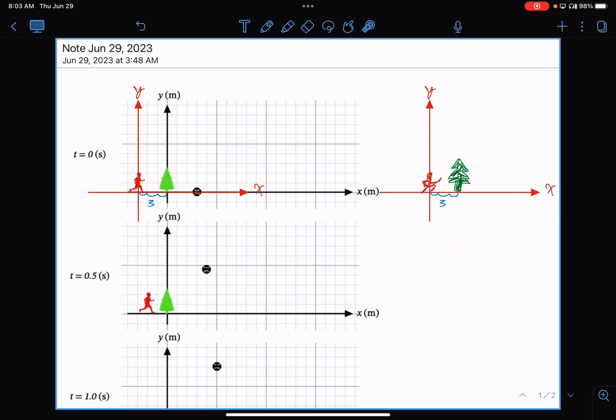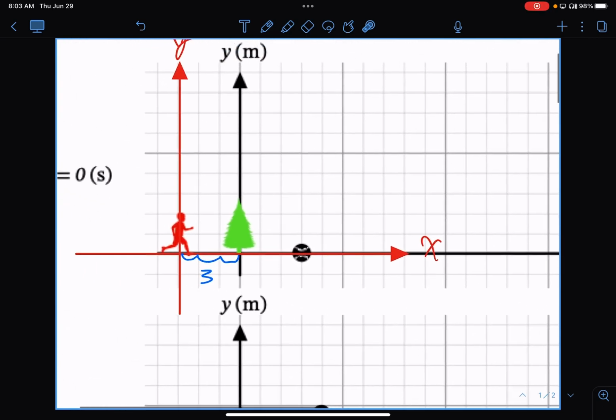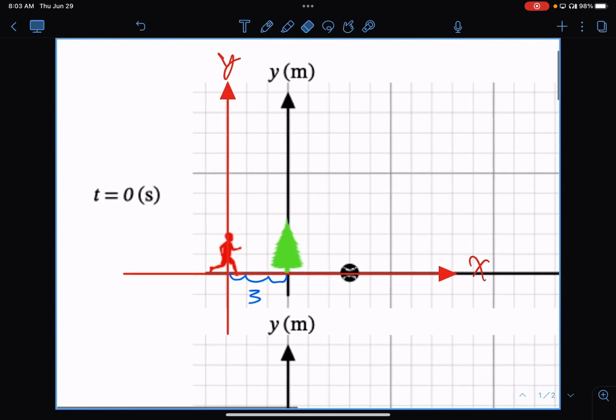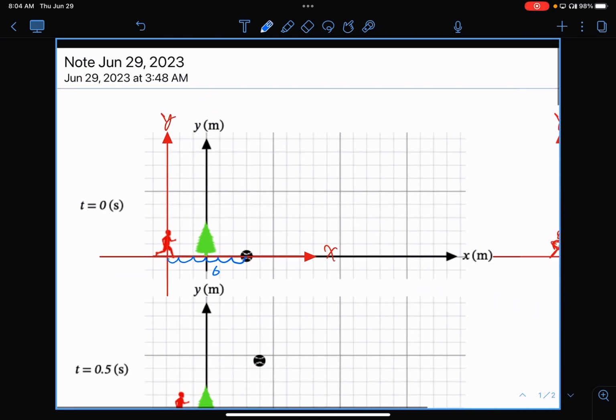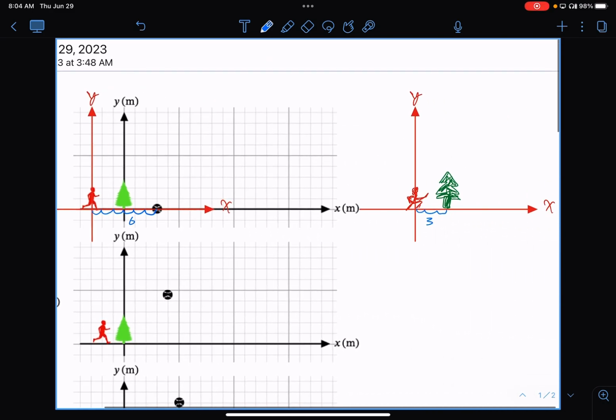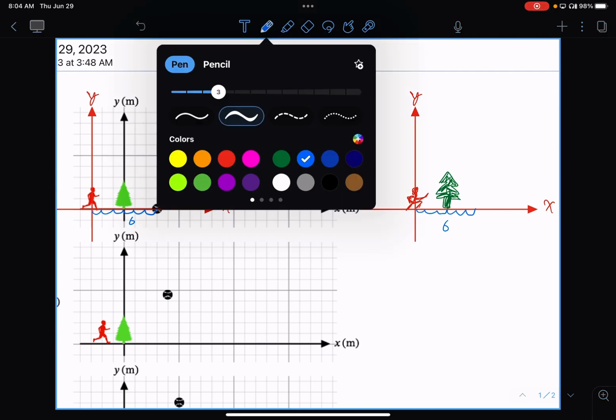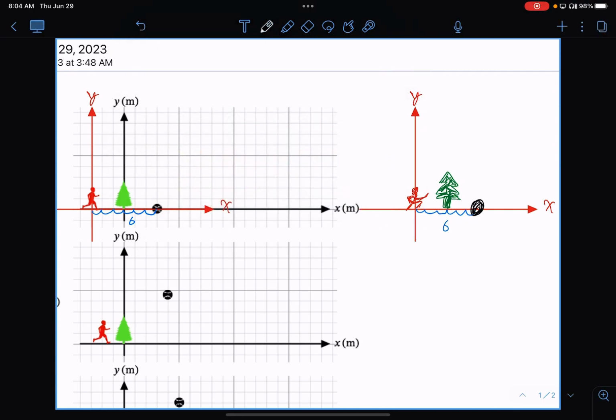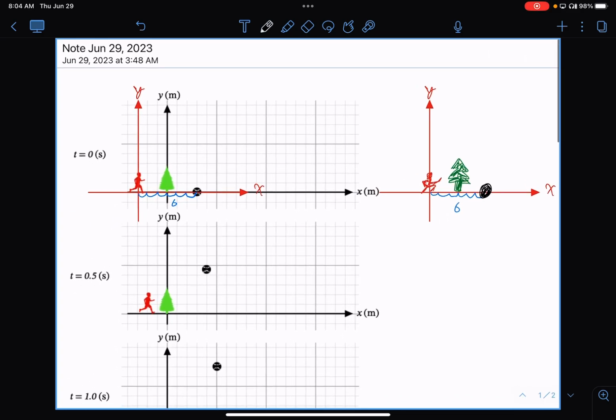We can do the same thing for the ball. So for the ball, let's count again. The ball is here. It is 1, 2, 3, 4, 5, 6. It is 6 meters to the right of the boy. So I need to draw it 6 meters to the right of the boy, and this is where the ball should be at t equals 0 inside the boy's frame. Okay.